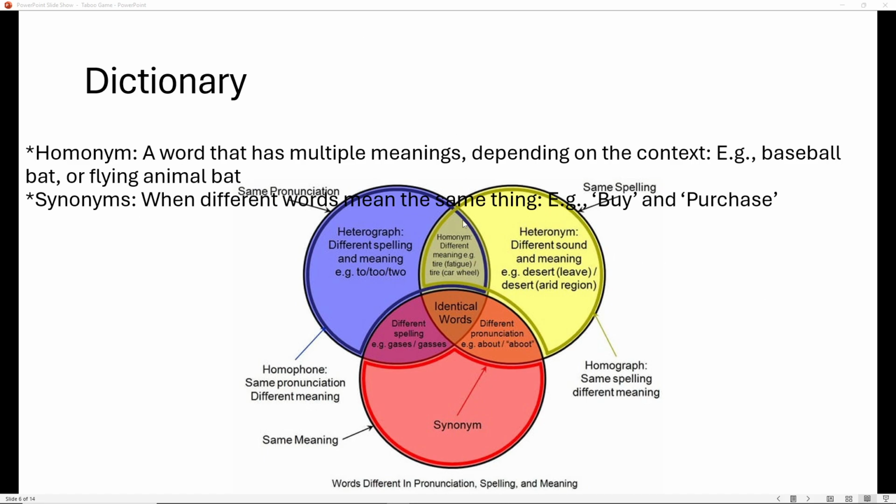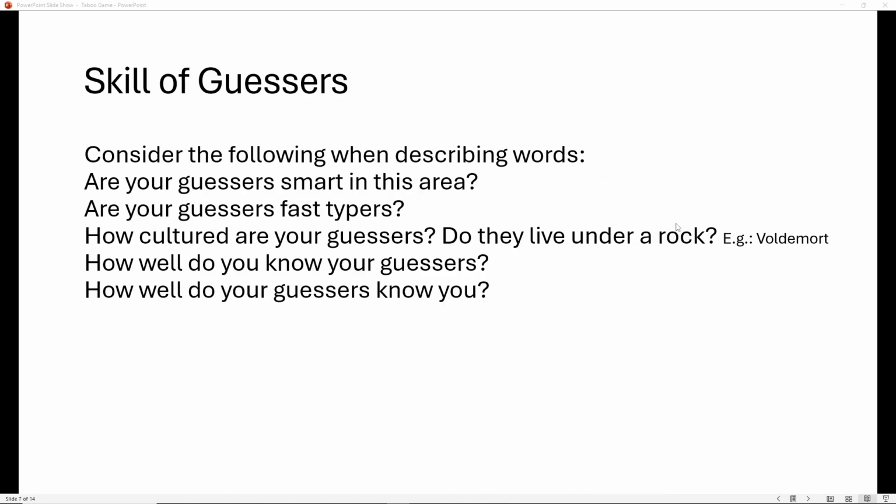As you can see, there are also the other ones like homonym, heterograph, heteronym. Here's the cheat sheet for it. There's pronunciation, spelling, meaning. You get the point. There's more to it. I'll go over that later. No, maybe not later. Whatever, you get the point.